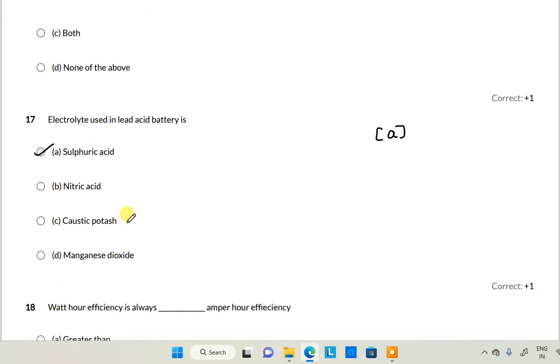Why I'm explaining fast is because I explained for more than half an hour the different types of batteries, what the anode material and cathode material are. Everything is theory topics, right? Just go through the video completely, note it down in your running notebook, and memorize these points. Then you can attend the test.